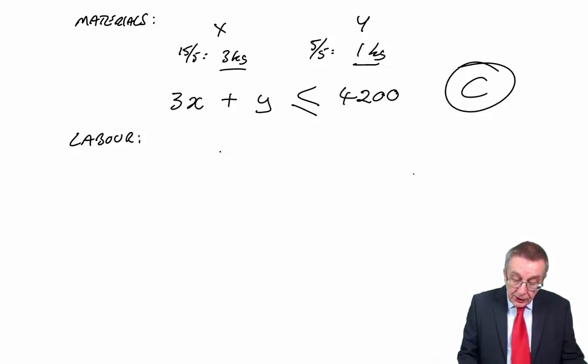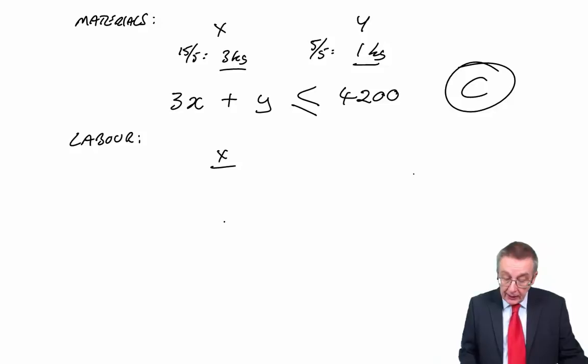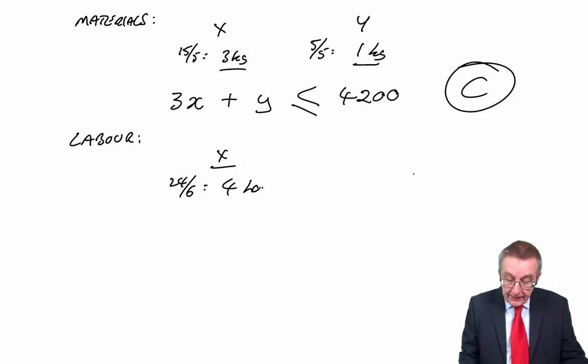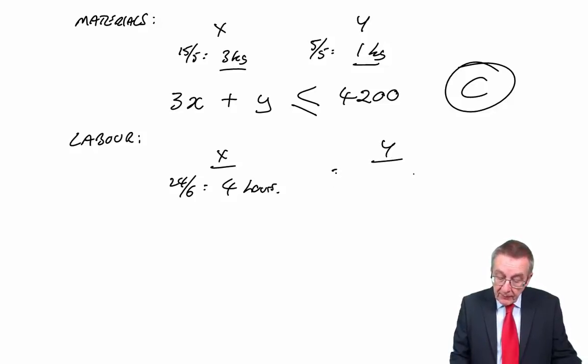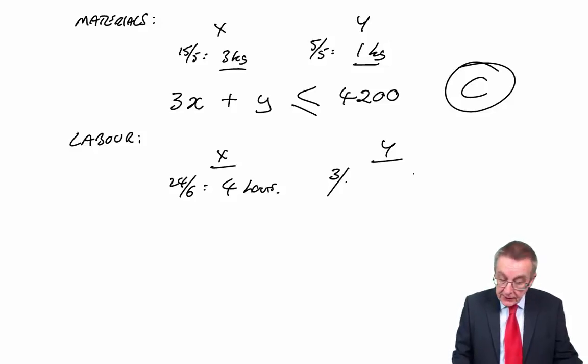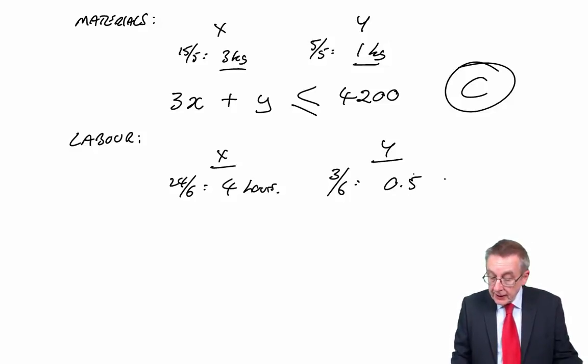How much does each unit use? X, it says $24 for labour, but it's $6 an hour. So it must mean that's using 4 hours of labour. Product Y, $3 a unit, $6 an hour. Y is using half an hour.